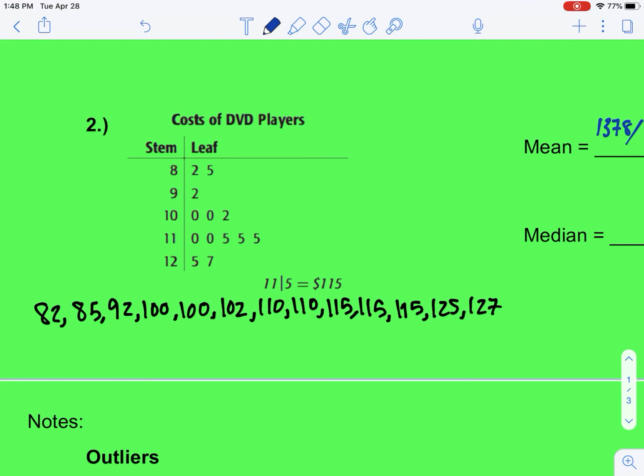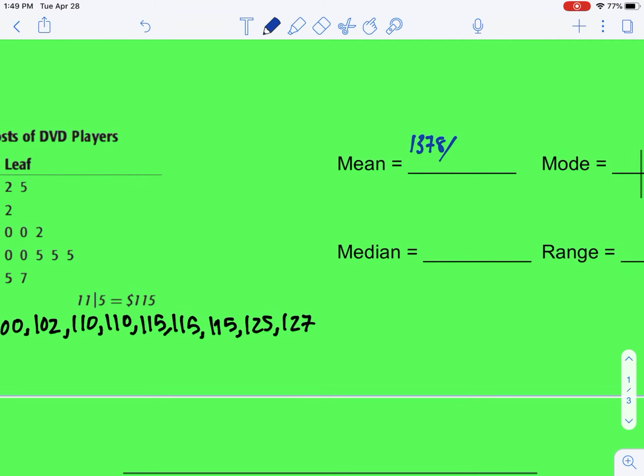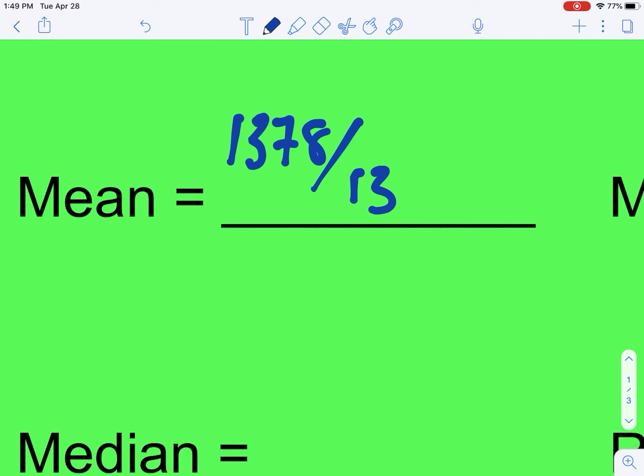127. The first thing I'm going to do when I'm finding the mean is to add up all of those numbers. I've already done that, and I got 1,378. So I now need to divide by the total numbers I have, and I have 2, 4, 6, 8, 10, 12. I have 13, so I'm going to divide by 13, and I get 106.